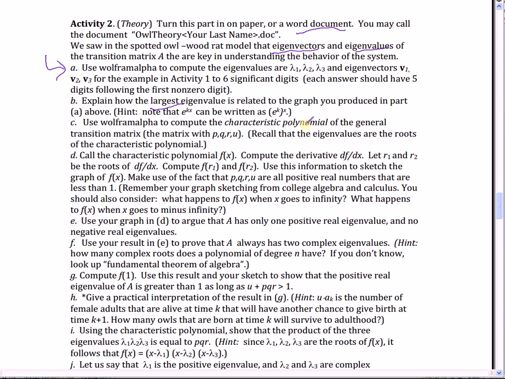Now for part C, I want you to use Wolfram Alpha again to compute the characteristic polynomial of the general transition matrix. In fact, if you just put in the matrix, it will give you the characteristic polynomial. So that's straight from Wolfram Alpha. Part D, let's call this characteristic polynomial f of x. The characteristic equation is f of x equal to 0. So the eigenvalues are the roots of f of x.